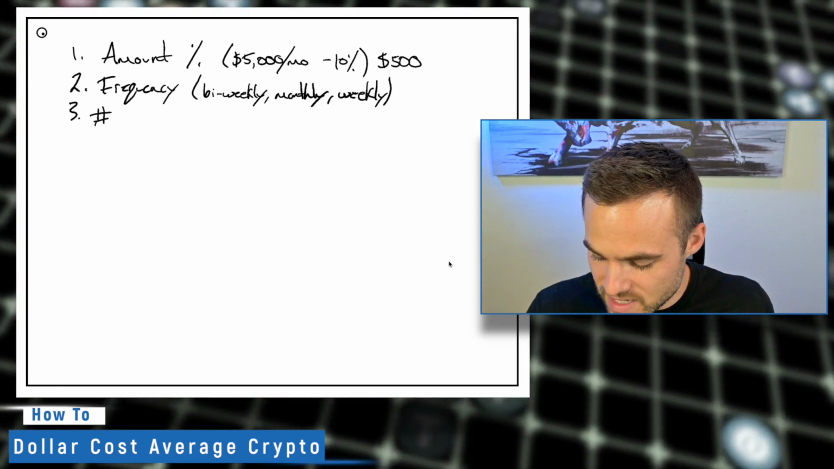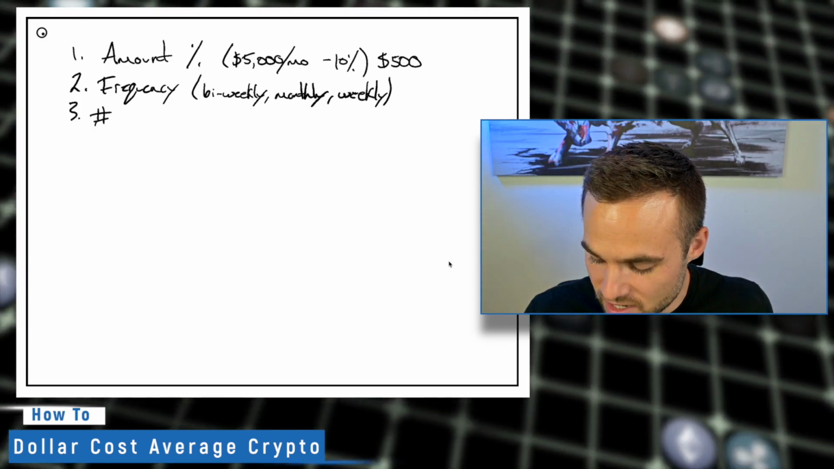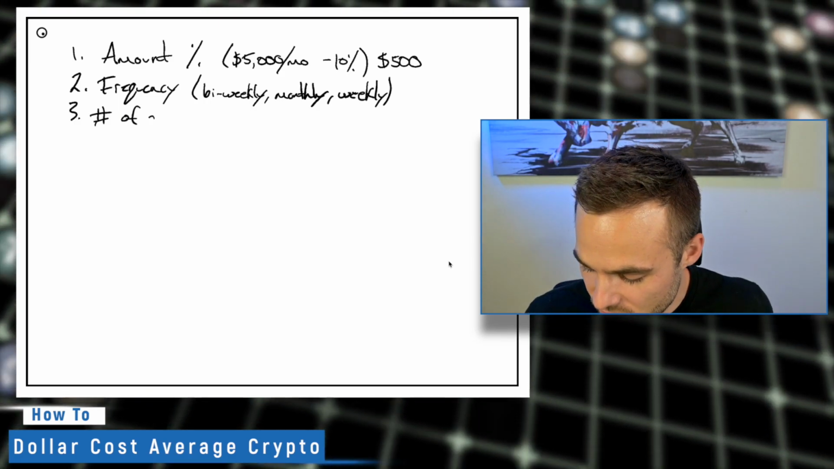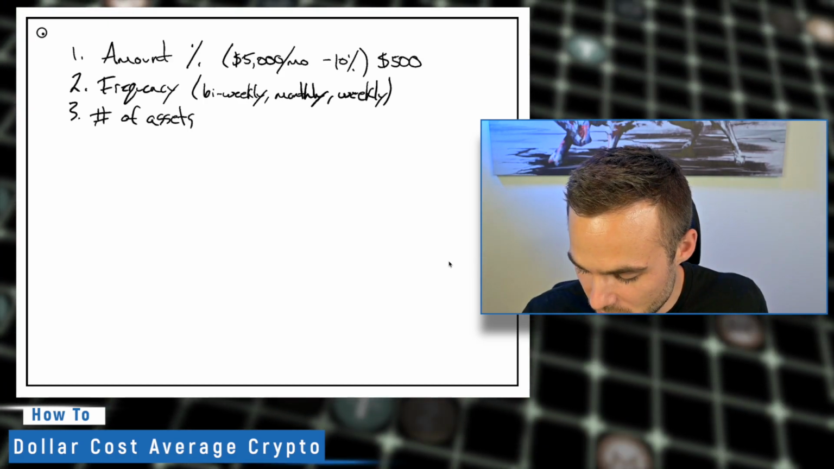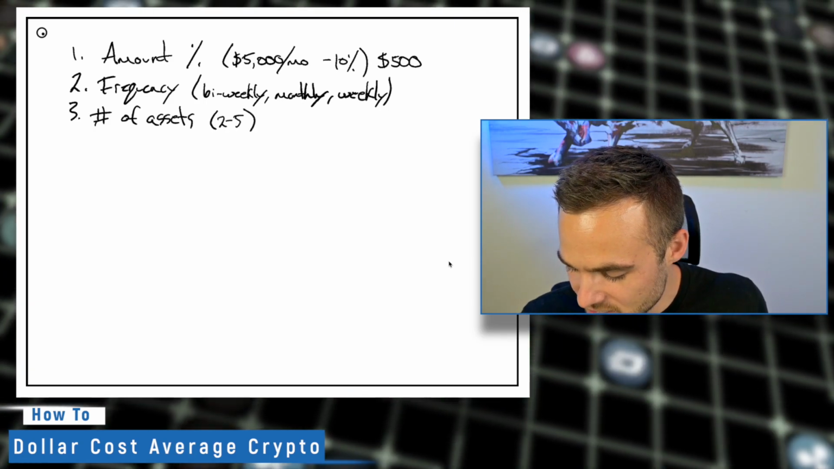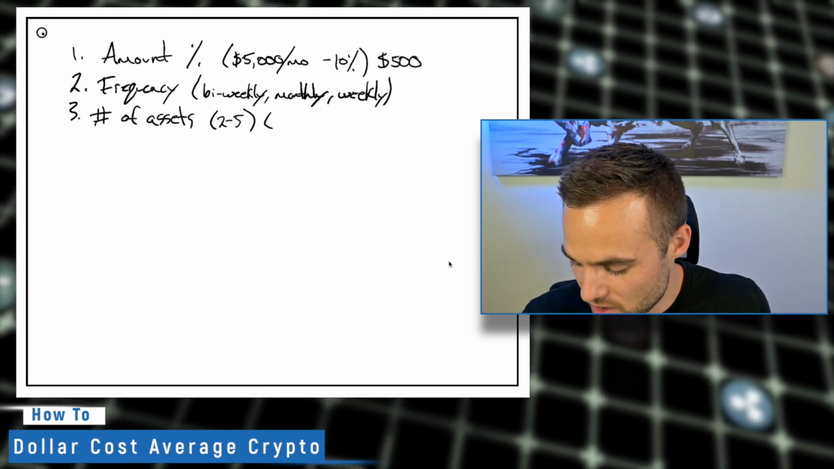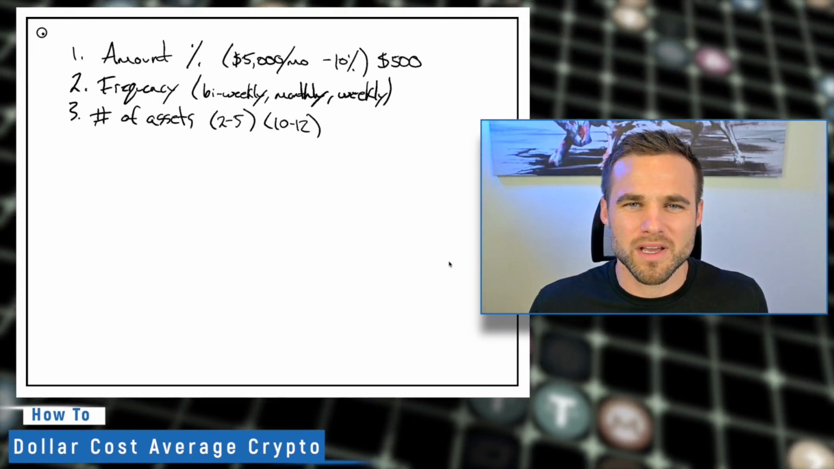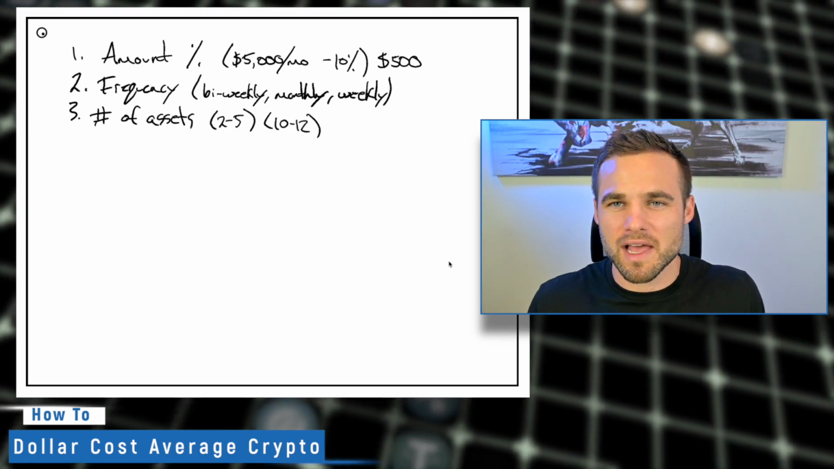But the idea here is, after you've decided the amount and you've decided on a frequency, the next thing we need to decide on is the number of assets that we're going to allocate to, okay? Now, generally, I think that if you have less money, then just sticking to maybe 2 to 5 assets is probably good. And if you have more capital, maybe you can do up to 10 to 12 assets. I think anything over that is kind of overkill because it becomes hard to track, and it also becomes confusing with what's going on with each different project that you're investing into. So I think less is better.